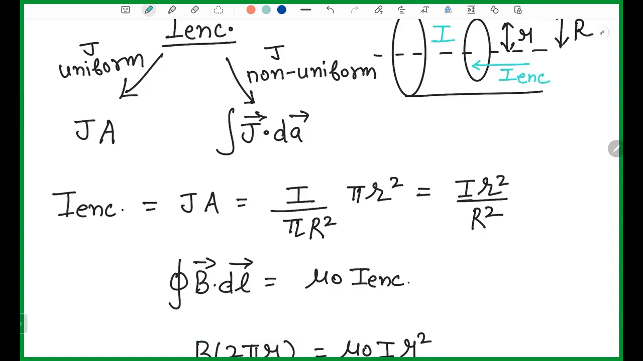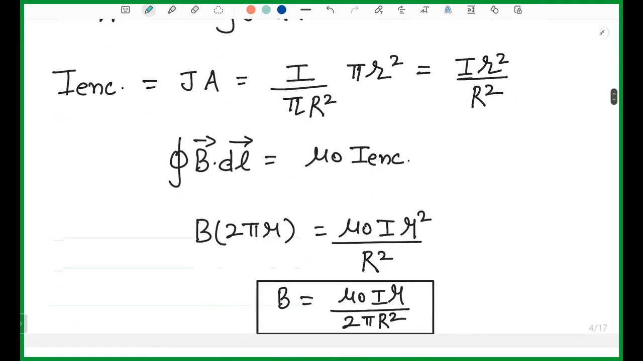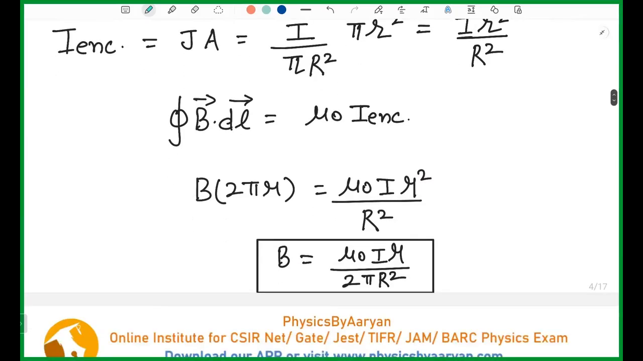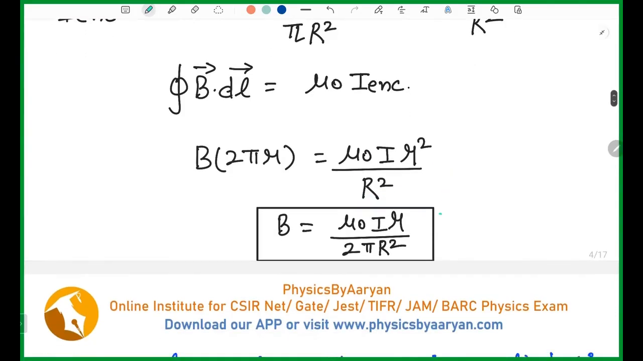Okay, fine. Now I am ready to find the magnetic field using Ampere's circuital law. How can I do that? Basically, I will do the integration of B dot dl equals mu naught I enclosed. This is my Ampere's circuital law. B dot dl integration can be written as B into 2 pi r, and mu naught I enclosed I can write by inserting the enclosed value. So from here, my magnetic field will come out to be mu naught I into small r divided by 2 pi R square.